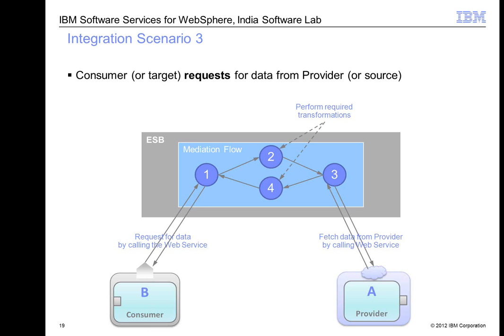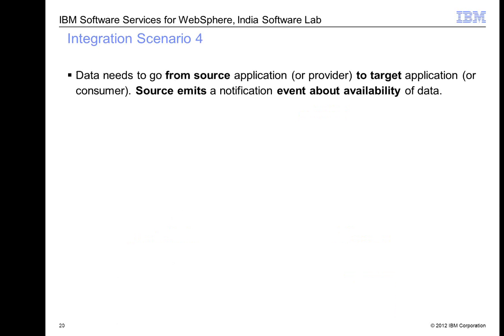The last scenario is scenario 4, where the information has to go from source to target. In this case, source system emits an event about the availability. Once again, my favorite example, the order is completed and now the information can be exchanged, the information can be sent to others.